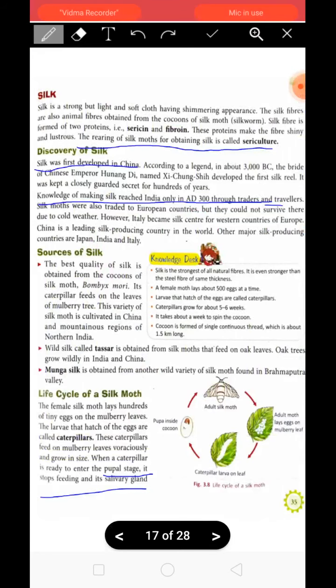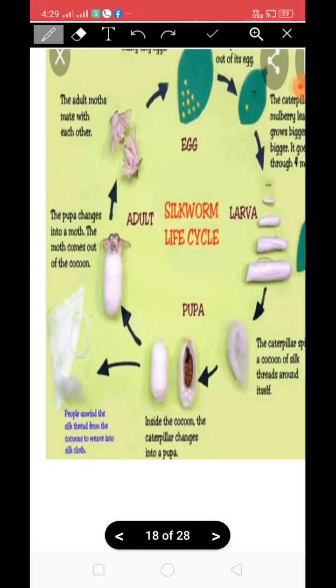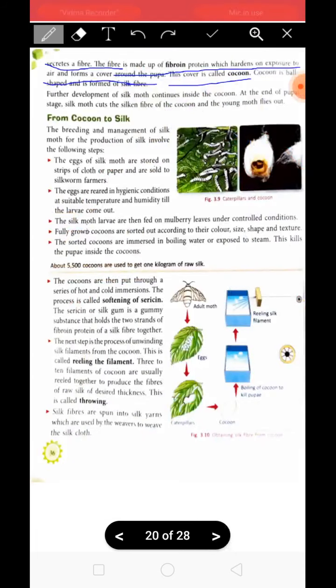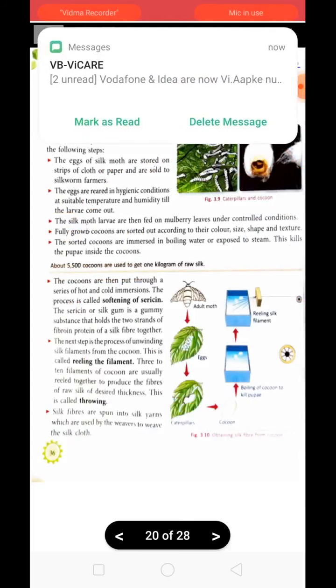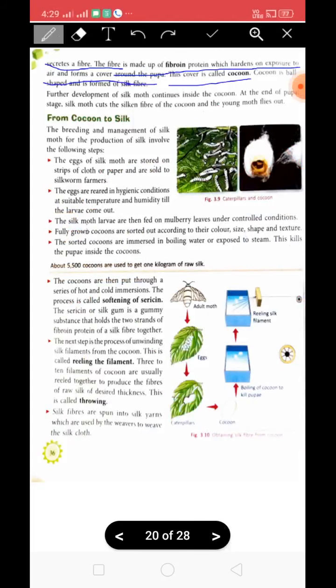At the pupa stage, you will add this over here: it stops feeding and its salivary glands secrete a fiber. This fiber is made up of fibroin protein which hardens on exposure to the air and forms the cover around the pupa. This is called cocoon. In this way silkworms spin the cocoon. Understood?